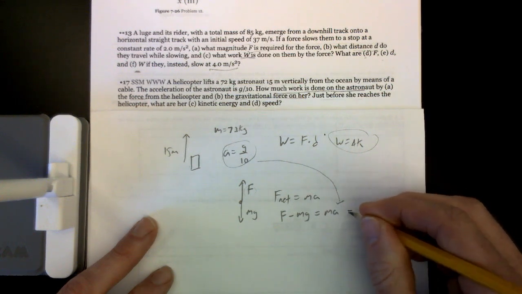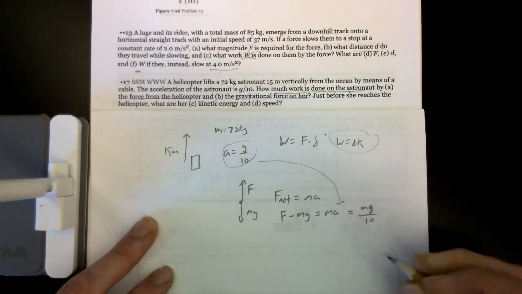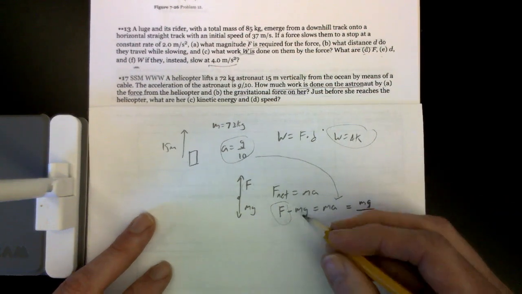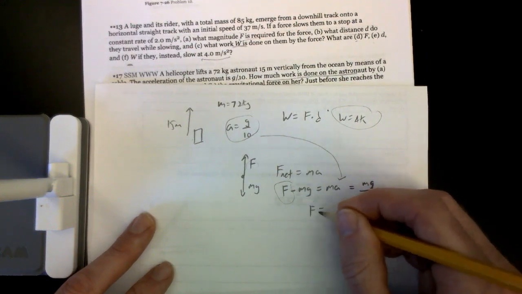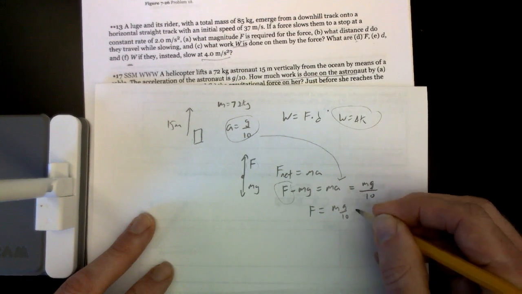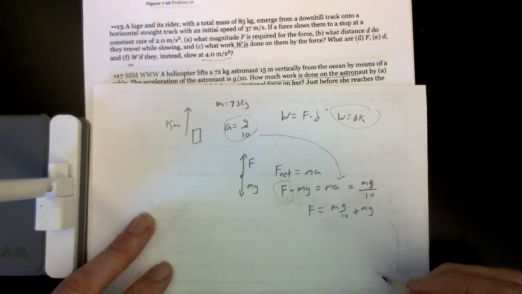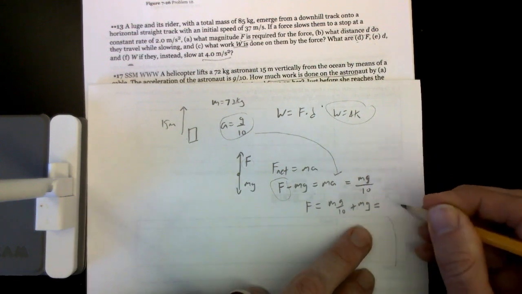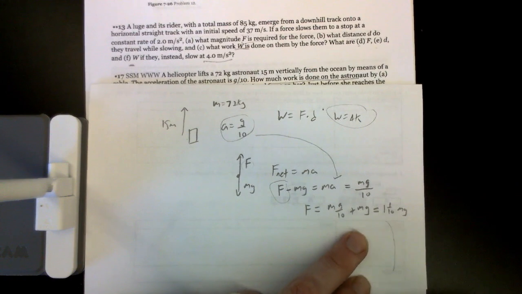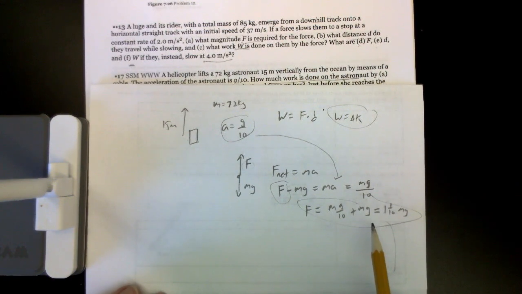So that's going to equal m times g/10. And I'm looking for what this force is. So I can just add this to the other side. And I could do F equals mg/10 plus mg, which I guess is like 1 1/10 mg, something like that. Anyway, so you have the force, plug in some numbers for the force.